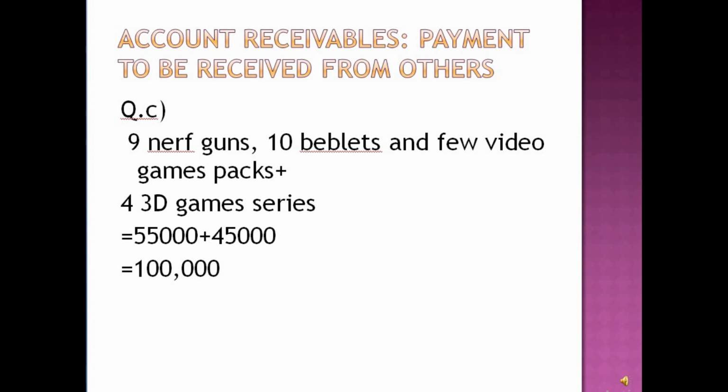Remember from the passage, the producer sold 9 Nerf guns, 10 Beyblades and a few video game packs for 55,000 plus 4 3D game series for 45,000 to a certain customer, and this person promised to pay him back within a certain time. Thus, his total account receivable, or the amount of money that the business is supposed to receive, is 100,000.